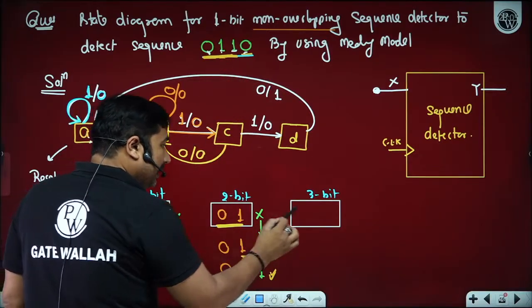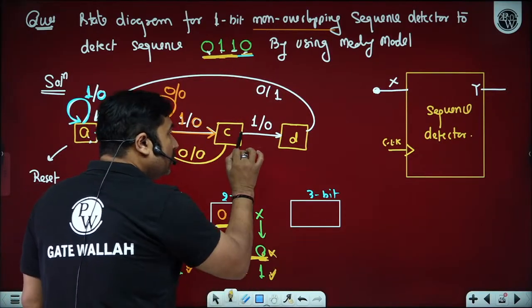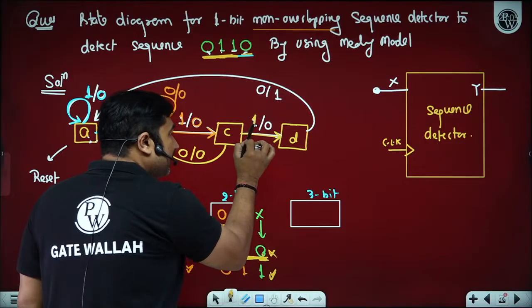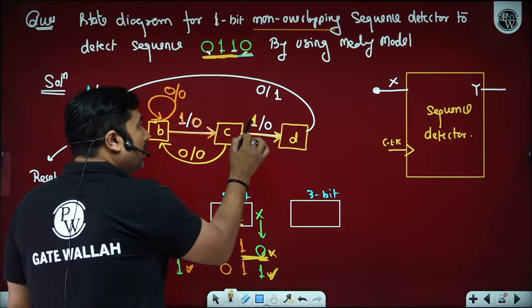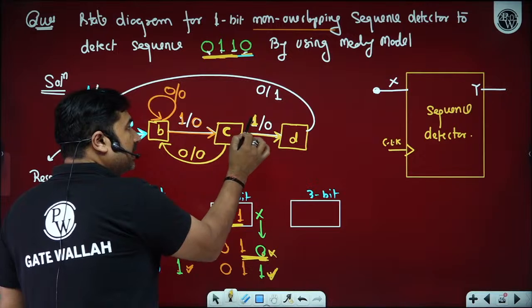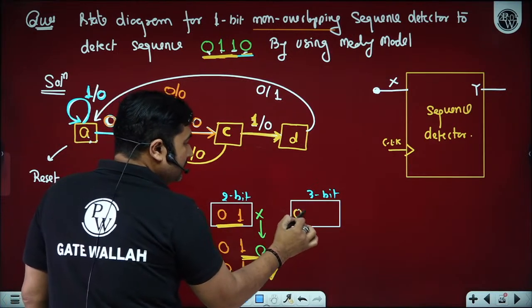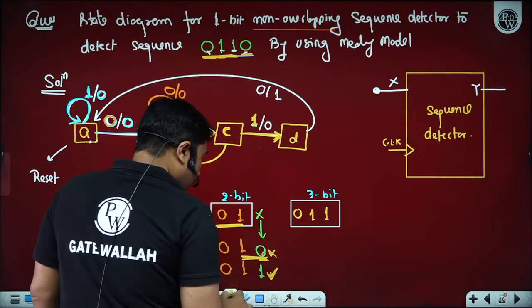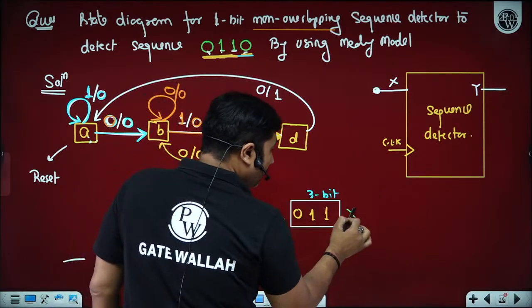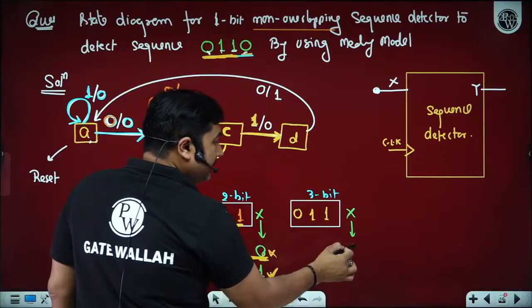So 0, 1, 1 is the required set of sequence. So now move to the state D if you are getting 1. If you are on state C and you are getting 1, move to the next state D. Now 3 bits in a sequence got detected. Your 4th bit onto the input can be 0 or 1.